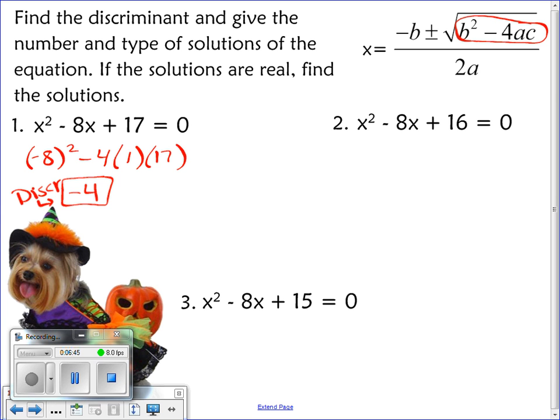So how many answers will you get? 1 or 2? I would get 2 imaginary. Yep. But it says if they're real, to find them. These are imaginary. Tomorrow I will show you how to find them. We haven't found those yet today.